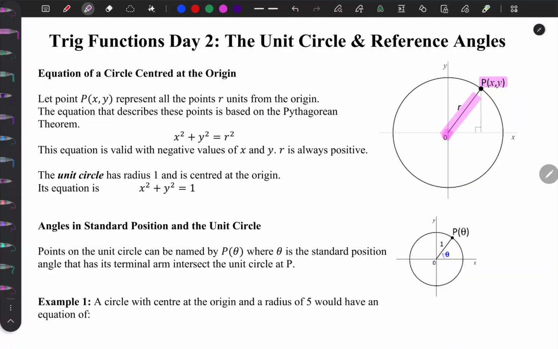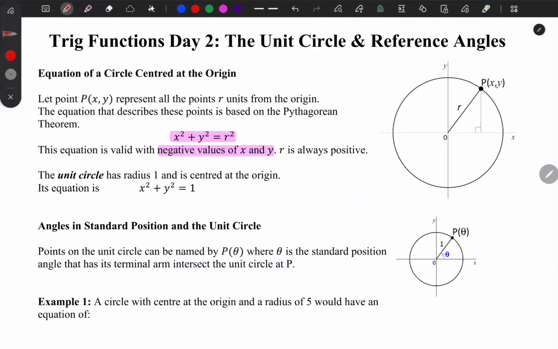So this segment has a length of r, and we know, due to the Pythagorean theorem, that x squared plus y squared is equal to r squared. So this is kind of our general formula for all of those points. We can include negative values of x and y on the coordinate plane and the equation will still be valid. However, we always say that r, or our radius, has a positive value.